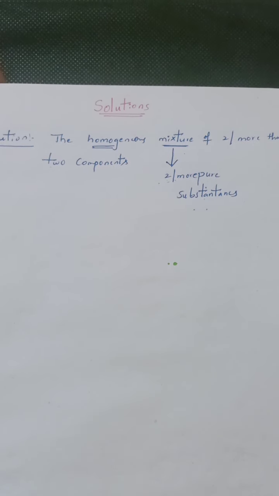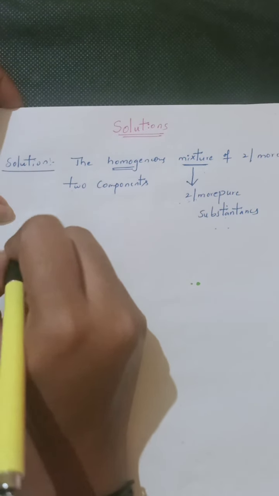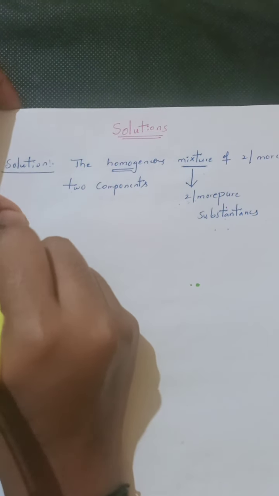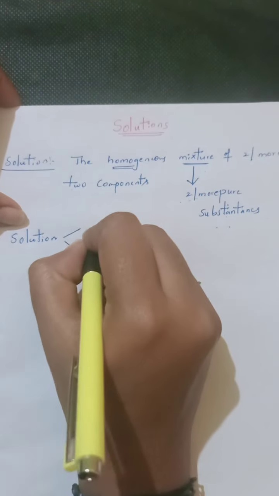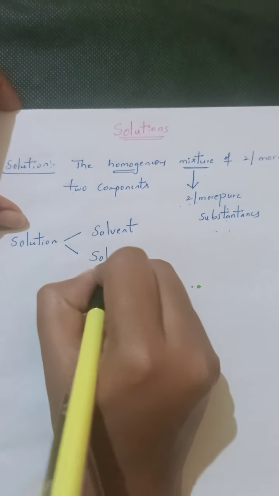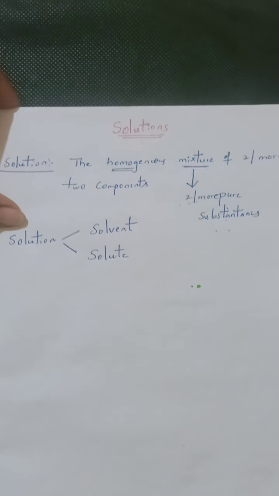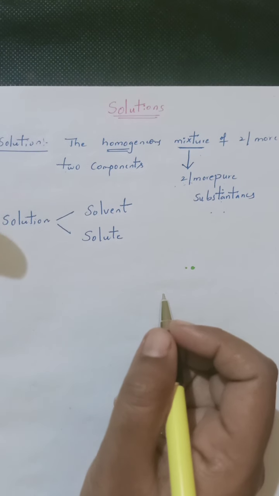Okay, now we'll see another term present in this. A solution contains two important components. Okay, in a solution we can see two important components, that is solvent and solute. Solvent and solute. So these are the two substances present in a solution.